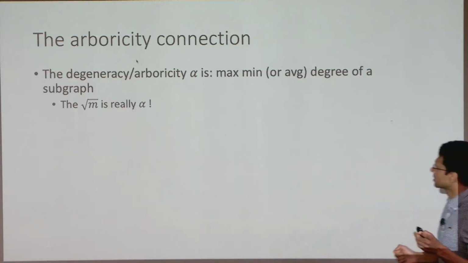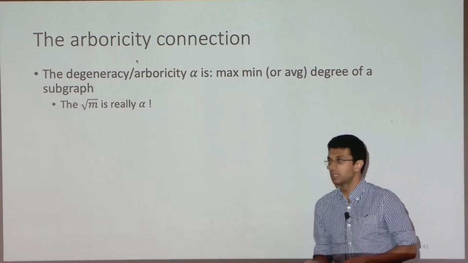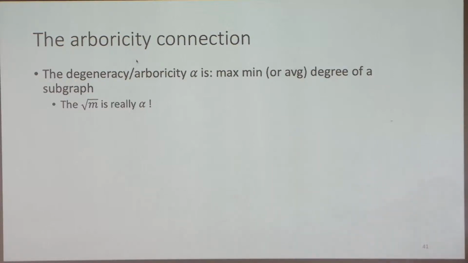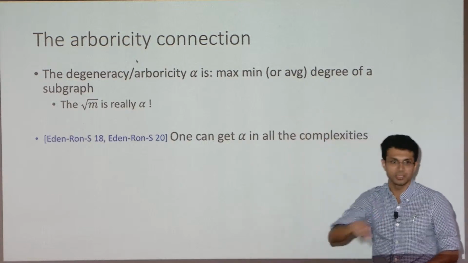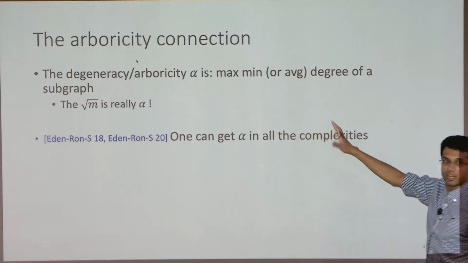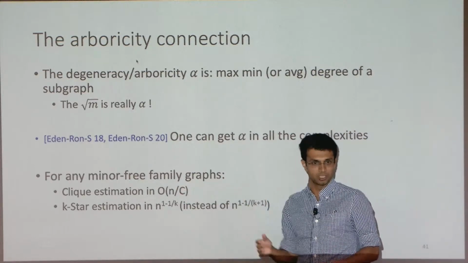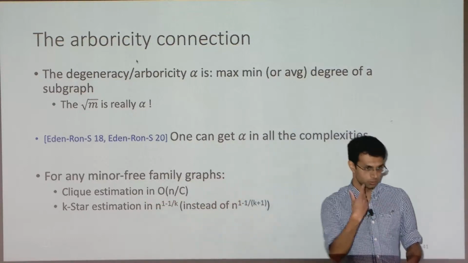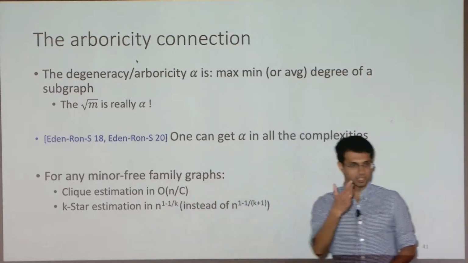As I think someone pointed out, there's this notion of graph degeneracy or arboricity, and that root m that you saw was actually the graph degeneracy, arboricity. And you can essentially replace all the occurrences of root m by this graph degeneracy. Now, ignoring what that actually is, all minor-free families of graphs have bounded degeneracy. So you can do clique estimation for any of those in just n divided by c time, where c is the clique count. It's quite nice. And you get k-star estimation in n to the 1 minus 1 over k.